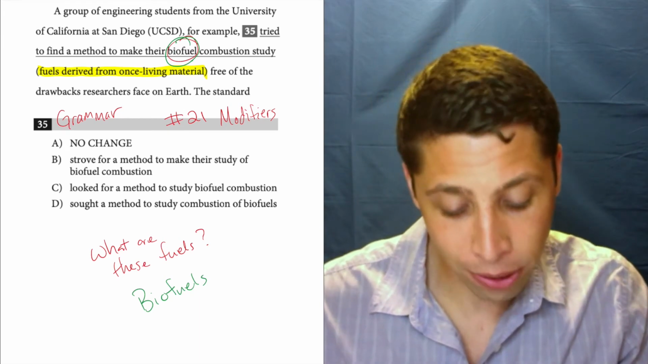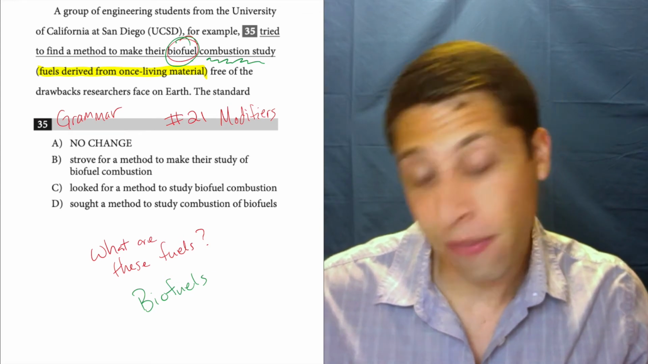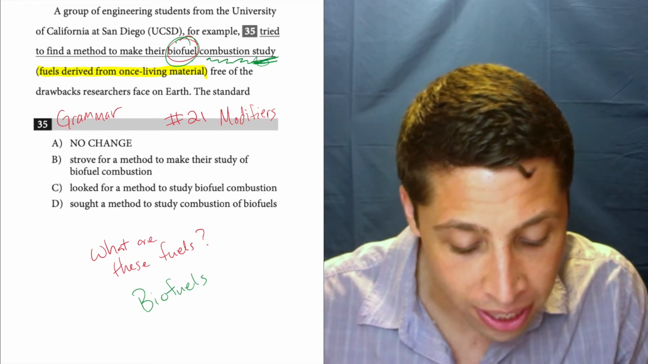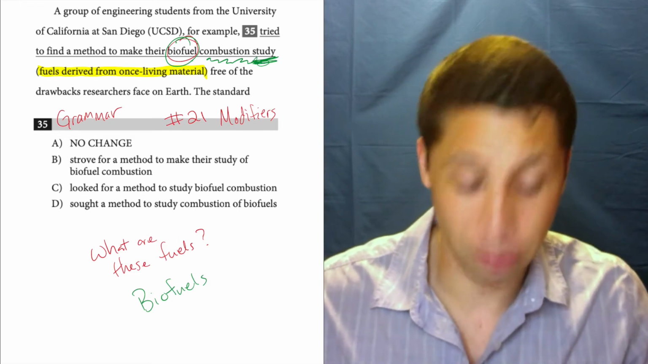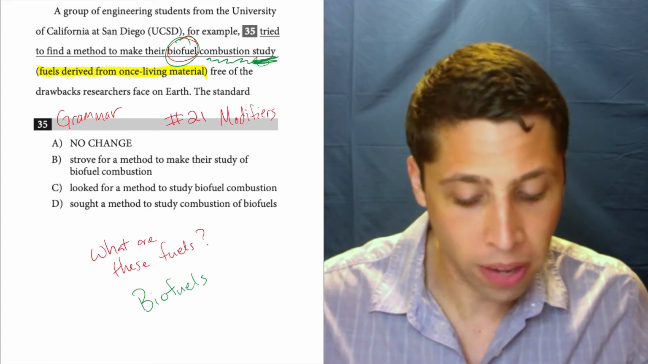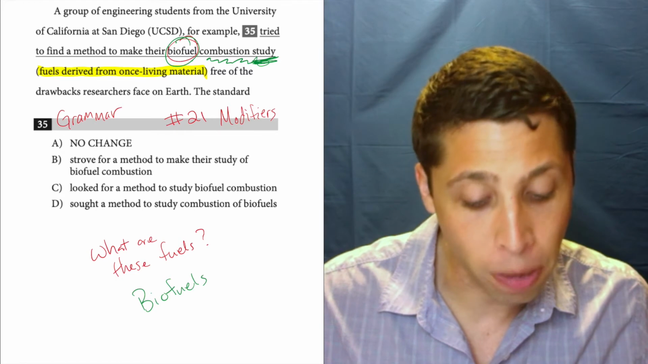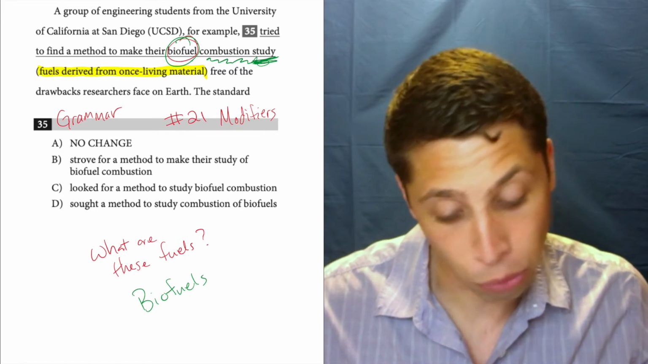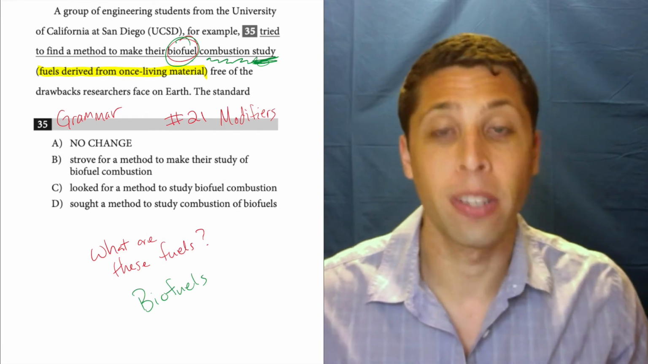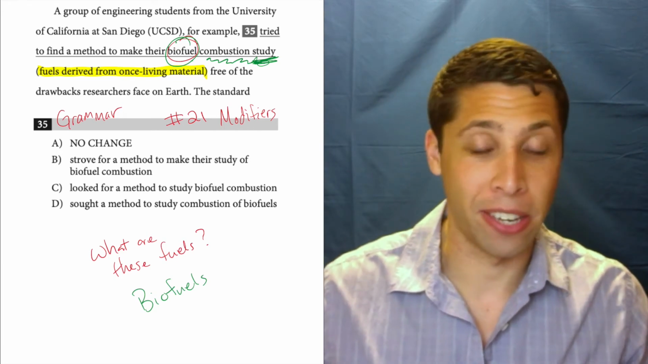So right now you can see there's some extra stuff after it. In fact, the way that choice A reads, it makes it seem like the study is the thing that we're talking about. Let me read it out loud. A group of engineering students from the University of California at San Diego, for example, tried to find a method to make their biofuel combustion study, fuels derived from once living material, free of the drawbacks researchers face on Earth. Makes it seem like it's the study that's getting this definition, but that's not what we mean.